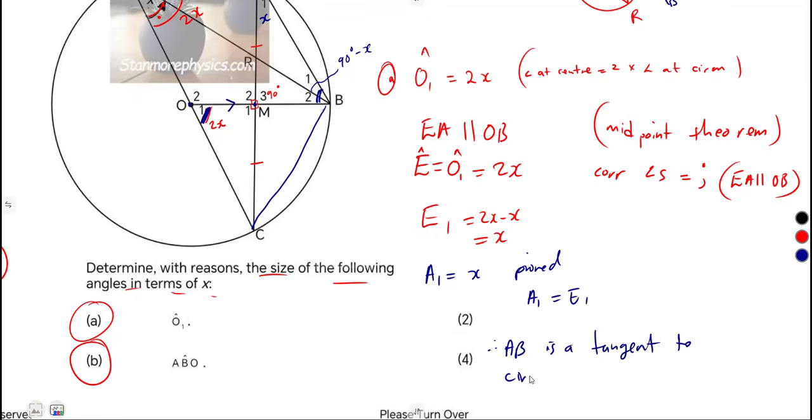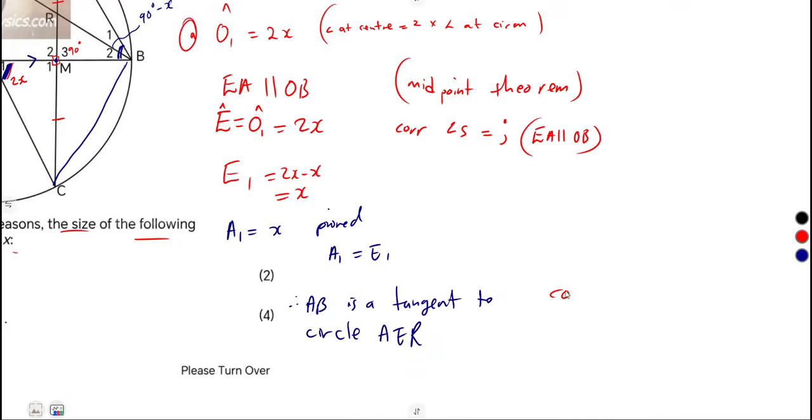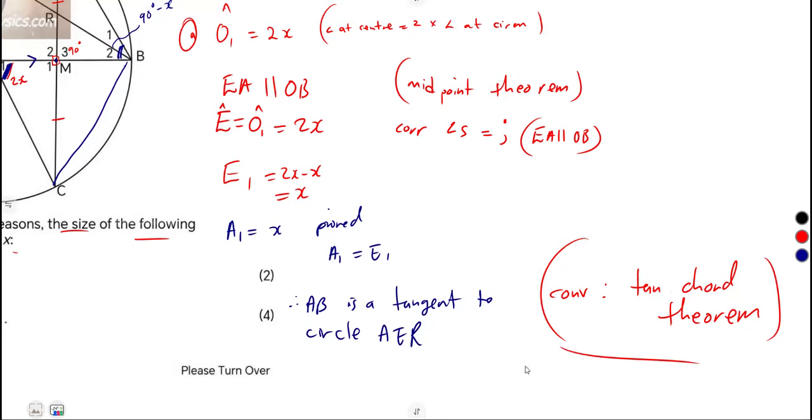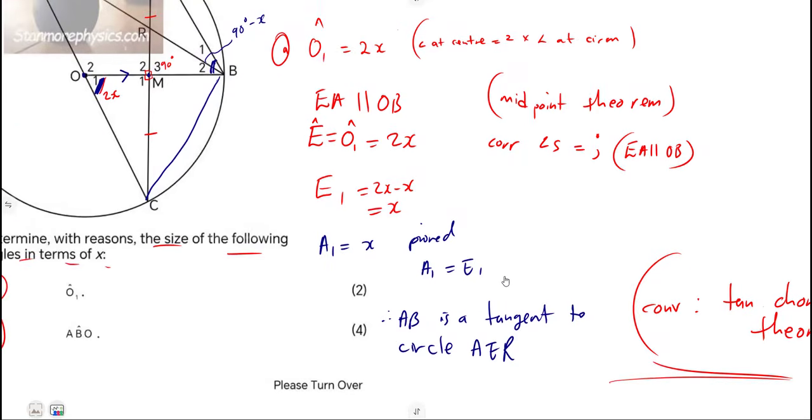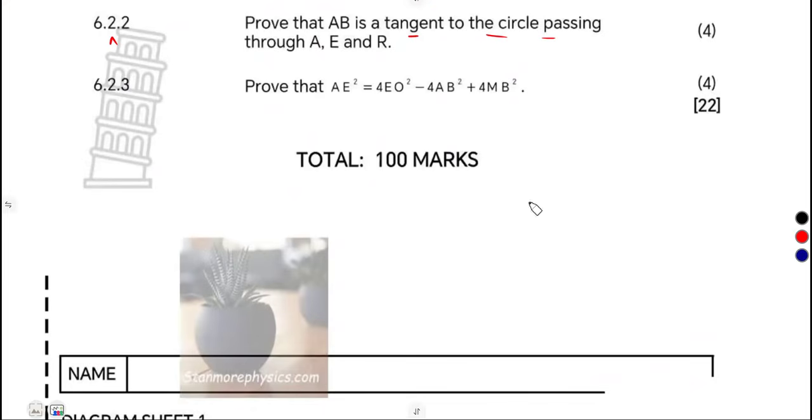So it's a tangent to the circle which passes through AER, like that. Tangent to the circle AER. So we are simply talking about the converse theorem from our tan chord theorem. This is how you prove these questions, guys, just like that. Simply, you have to play around with the converse part.